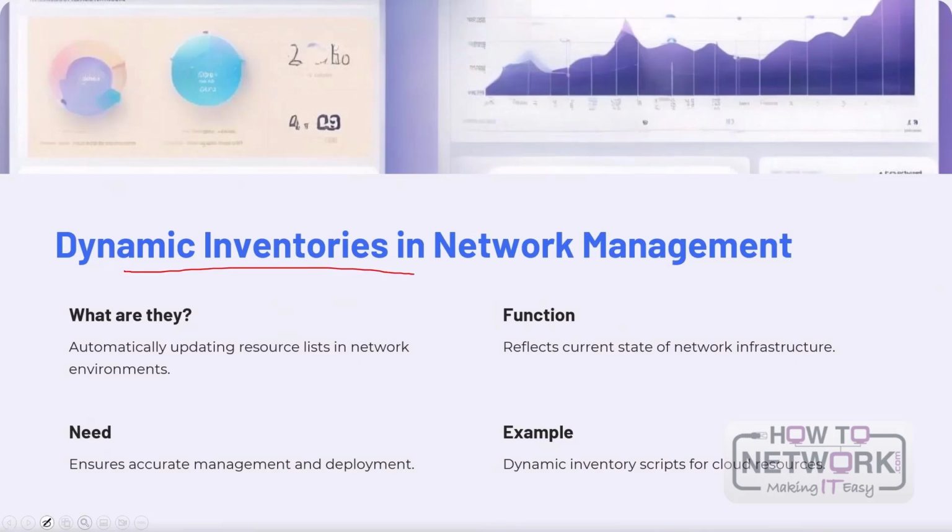Dynamic inventories and network management. Dynamic inventories reflect the current state of network infrastructure. They provide a real-time view of all network devices, services, and resources, ensuring that the network management tools have access to the most up-to-date information. Dynamic inventory scripts for cloud resources are commonly used to automatically update resource lists in cloud environments. These scripts can be integrated with IaC tools, providing a dynamic and accurate view of cloud resources for automated deployment and management.